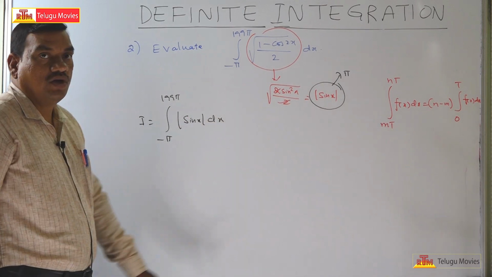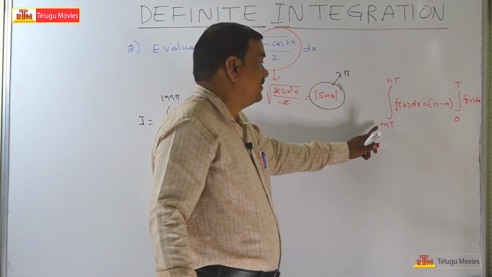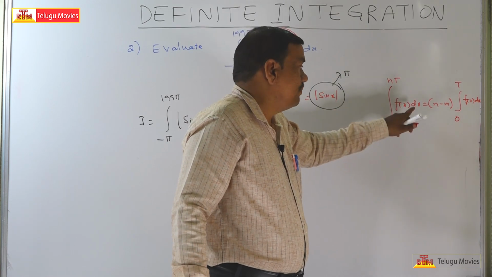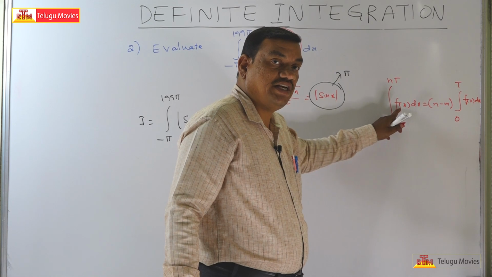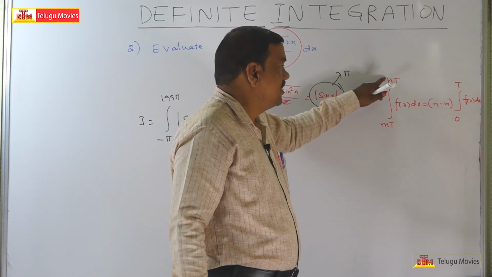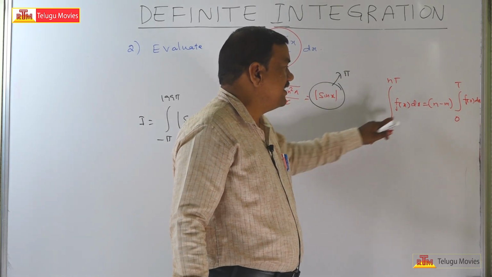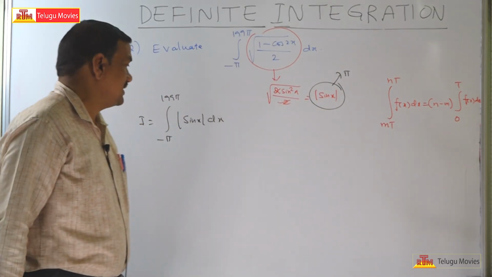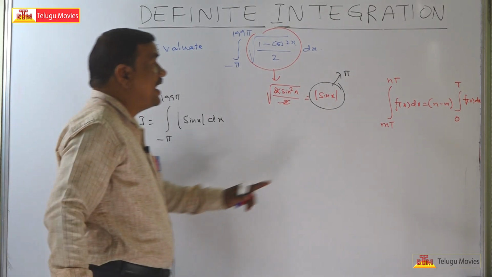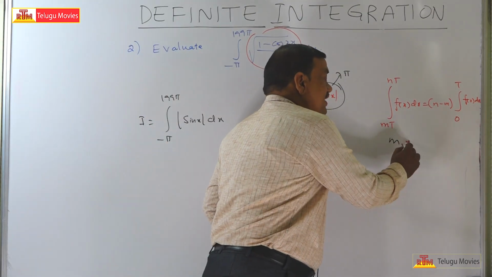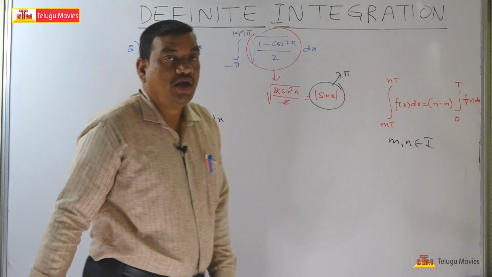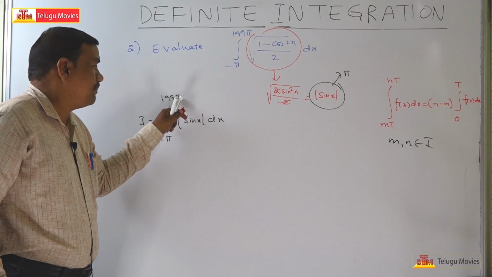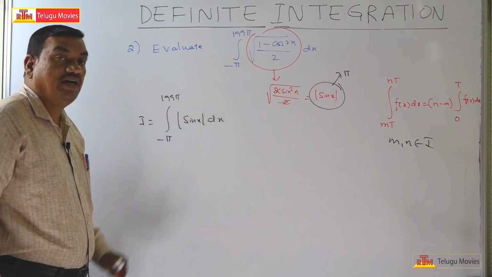Okay, now, right. Just now we have seen one property, that is integral mT to nT, where T is the period of the function f of x. T is the period of the function f of x. Then n minus m, upper minus lower, n minus m, integral 0 to T f of x dx. Here also see here m and n should be integers. Here also see here modulus of sin x period is pi. Modulus of sin x period is pi.